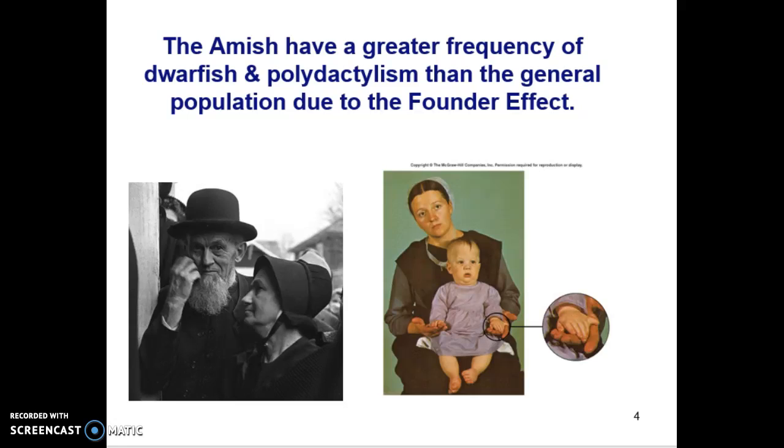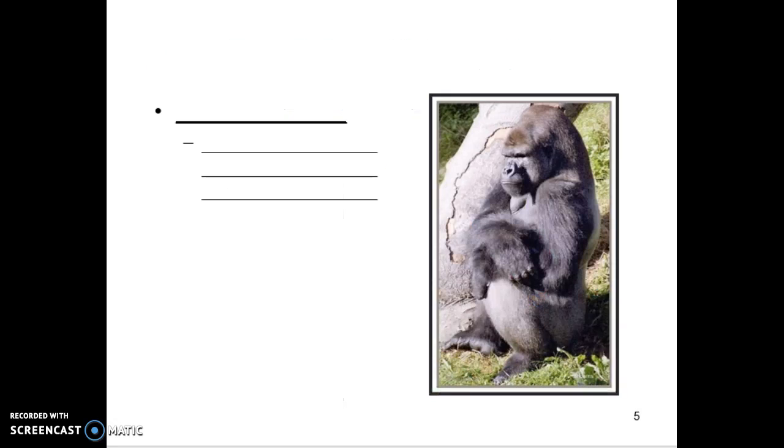So imagine if this trend continues for the next 50, 60,000 years, we might find the Amish population is primarily made up of dwarfs that have 6 digits. It just depends if those particular traits are advantageous, whether they're going to persist in that population. Okay, and number 5. Here's our 5th factor that causes populations to change.